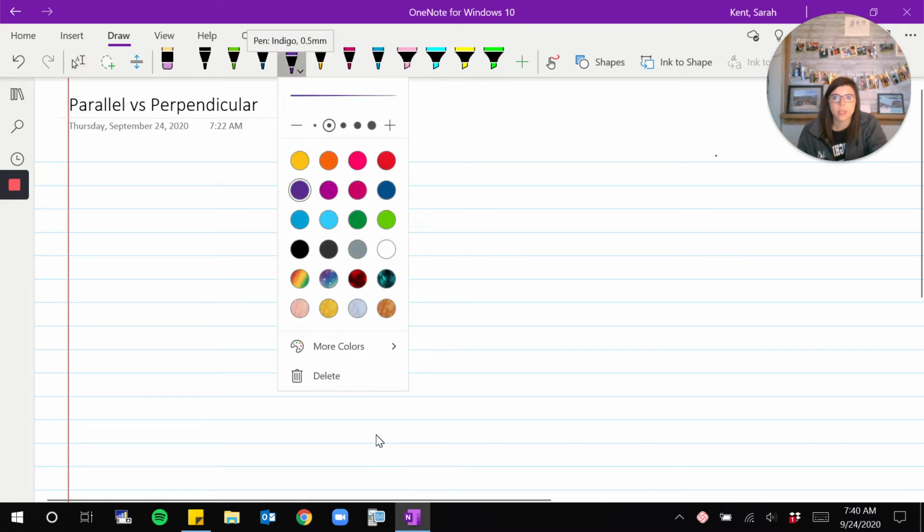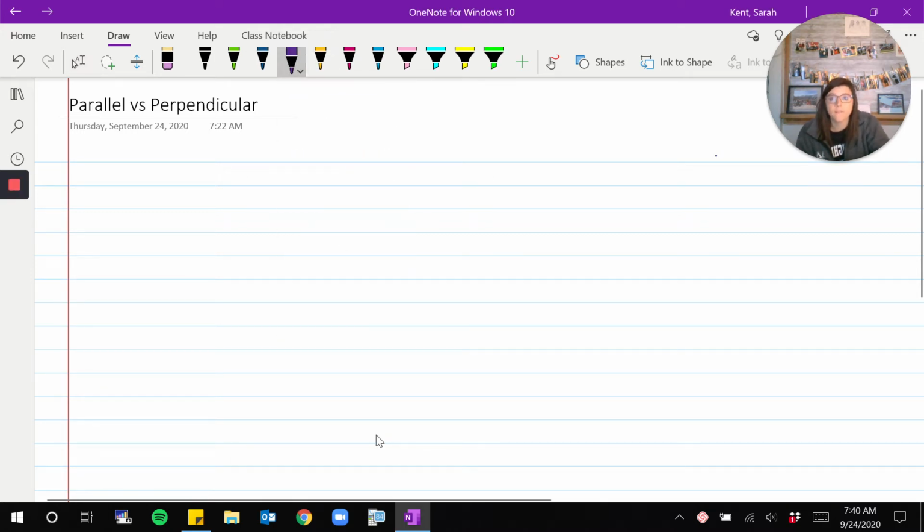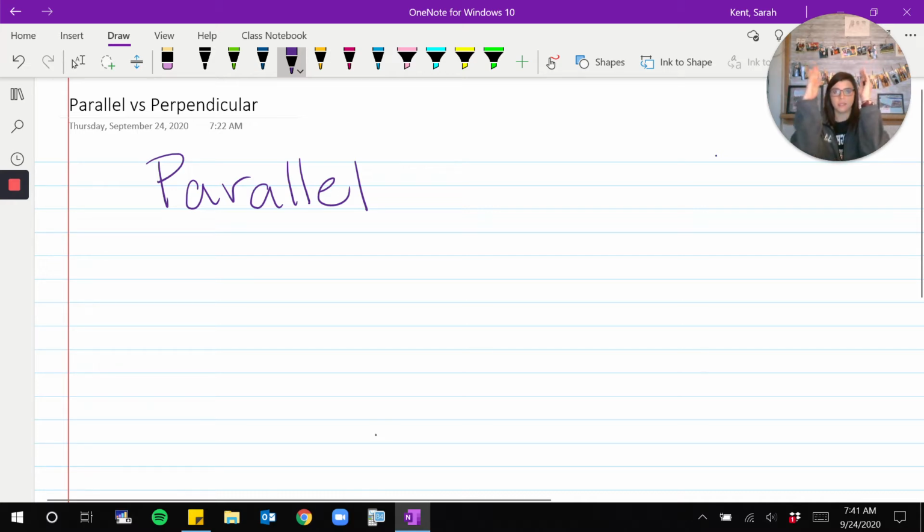Today we are going to be looking at parallel versus perpendicular lines. So first we'll look at what parallel lines are and what perpendicular lines are. Parallel are two lines that run side by side but never touch. You can think of the L's in parallel, they never touch.